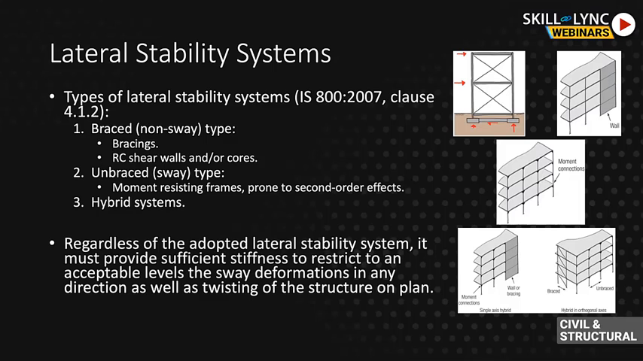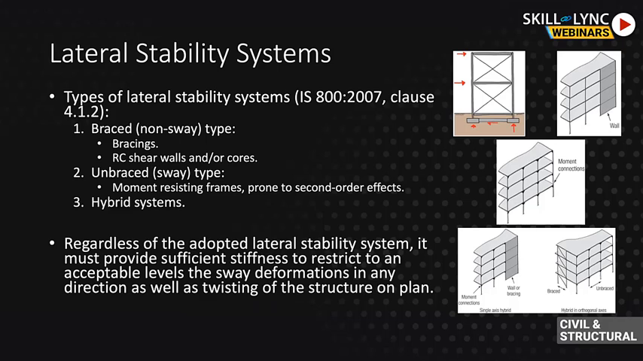Unbraced would be moment resisting frames. So you can see in the middle image that is an example of a sway moment resisting frame. In this frame, you have moment rigid connections between your beams and columns. Something to bear in mind when it comes to moment resisting frames or sway frames, as the name suggests, they are prone to second order effects.